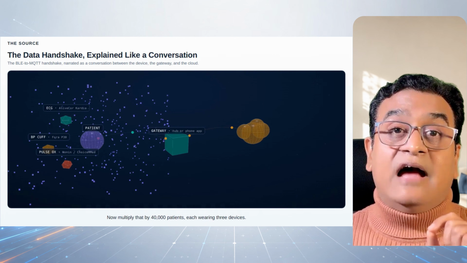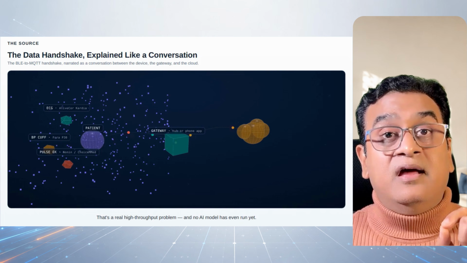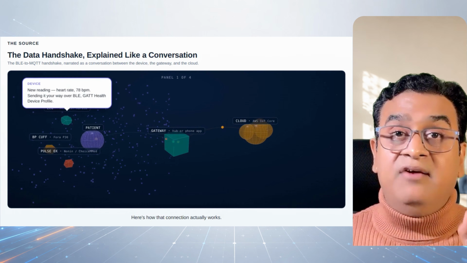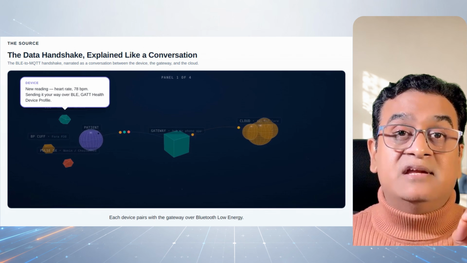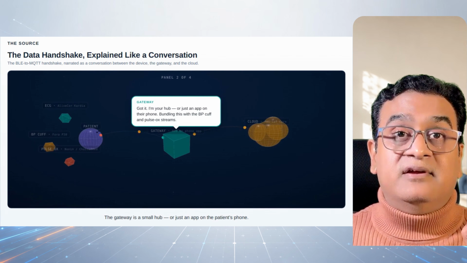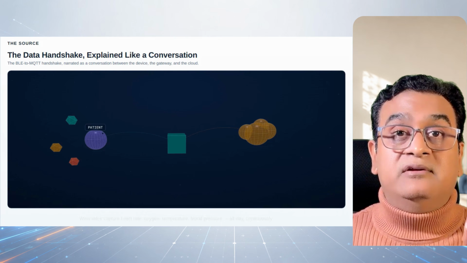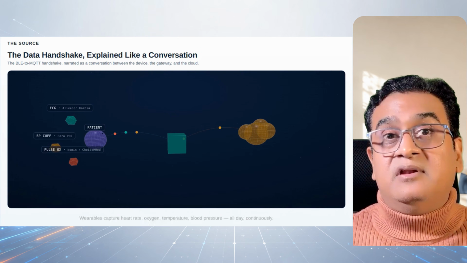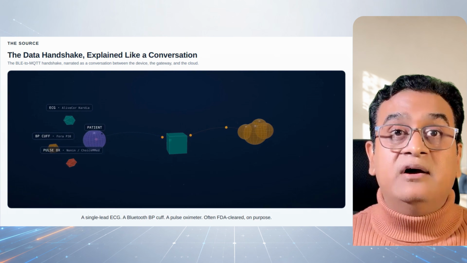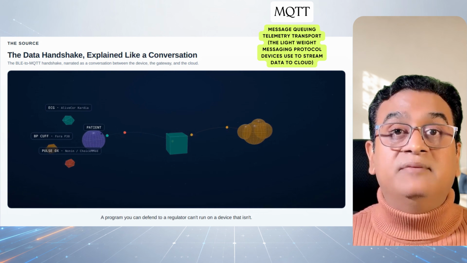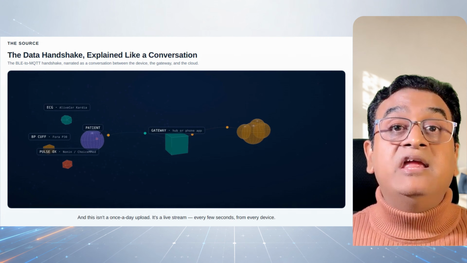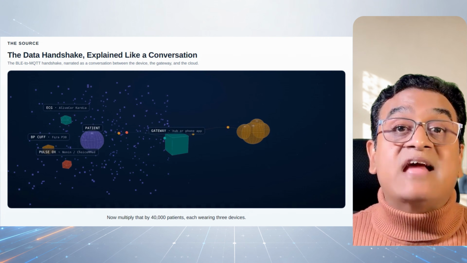That gateway is either a small hub or an app on the patient's phone. It collects every device's stream and sends it on over cellular or Wi-Fi to a cloud IoT endpoint, for example, AWS IoT Core or Azure IoT Hub, using a protocol called MQTT. That's the real first hop, and it happens before any of this even reaches Kafka.